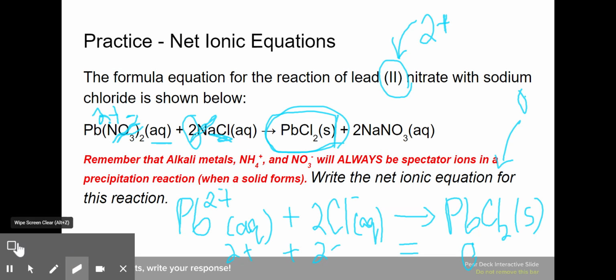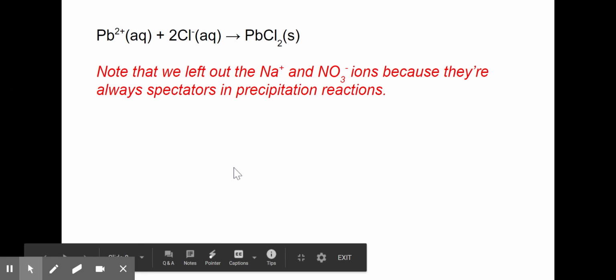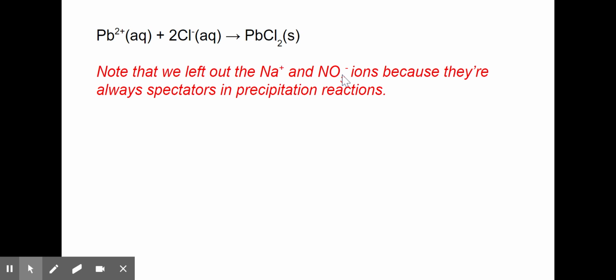I'm going to show it on the next slide too, just so you can see a better look at it here without my handwriting. And remember, note that we left out the sodium and the nitrate because they're always spectators in precipitation reactions. So we have lead 2 plus, 2 chlorides gives me lead 2 chloride, PbCl2, and that's going to be labeled as a solid.